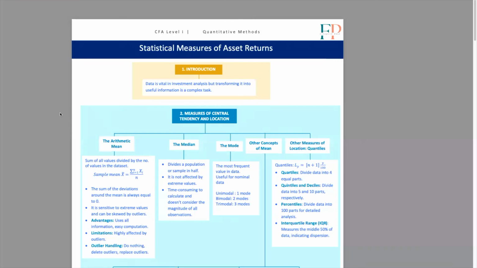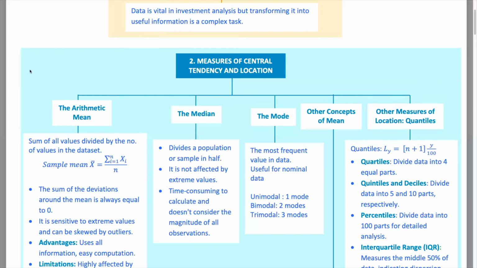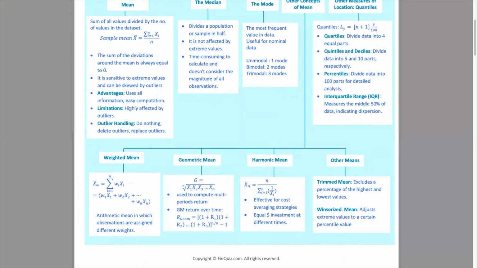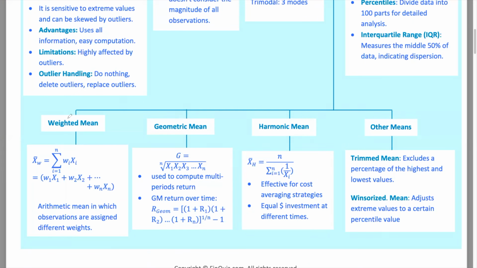All right, let's talk about measures of central tendency. These measures help us figure out the middle ground of a data set. The most commonly used measures are: arithmetic mean, the sum of all observations divided by the number of observations; median, the middle value in a sorted list of observations; mode, the most frequently occurring value in a data set; weighted mean, the mean where different observations have different weights; geometric mean, handy for computing the mean value over time; and harmonic mean, great for averaging ratios.